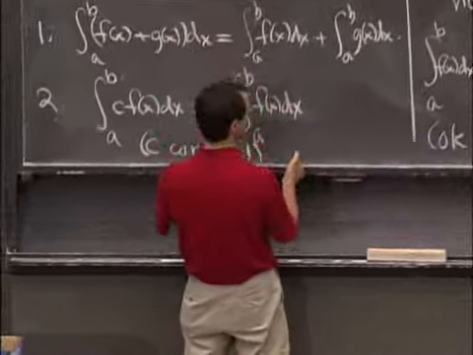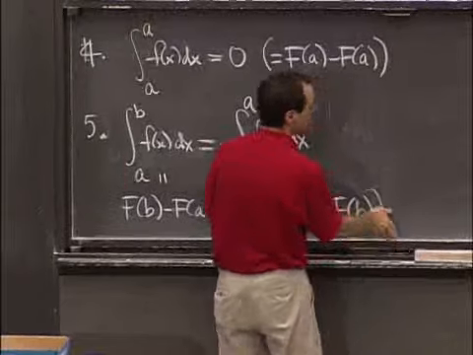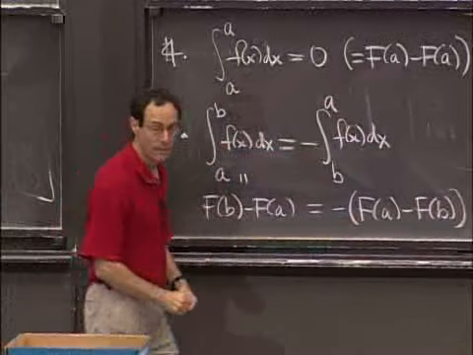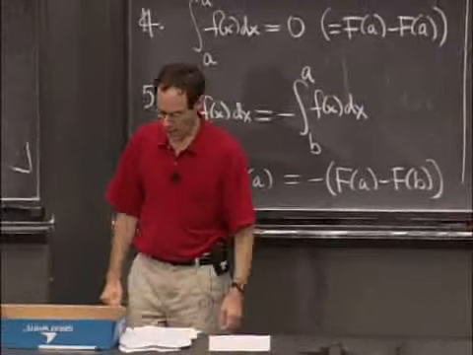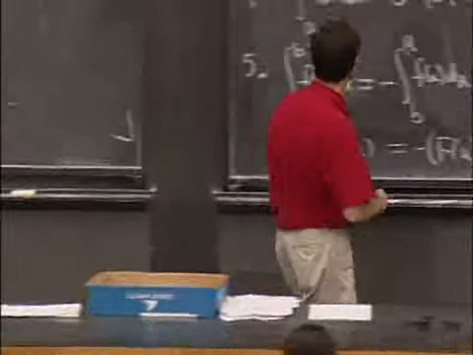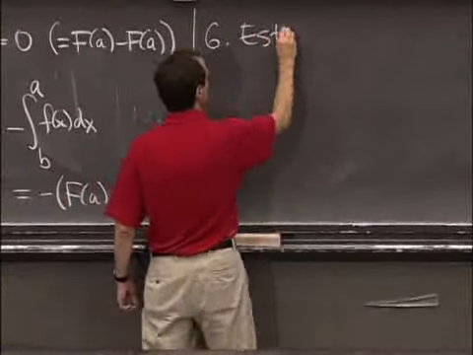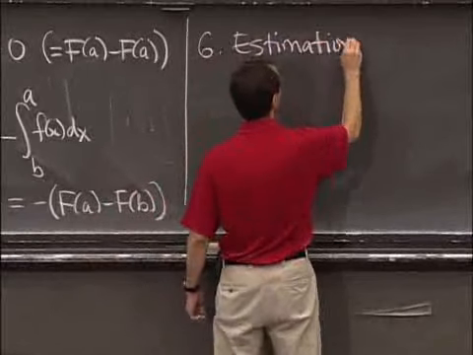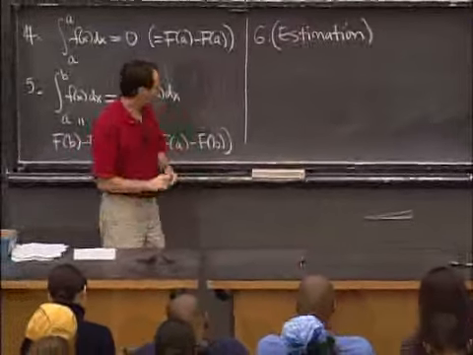Okay, I'm going to trade these again in order to preserve the ordering 1 through 5. And now I have a sixth property that I want to talk about. This one is called estimation. And it says the following.